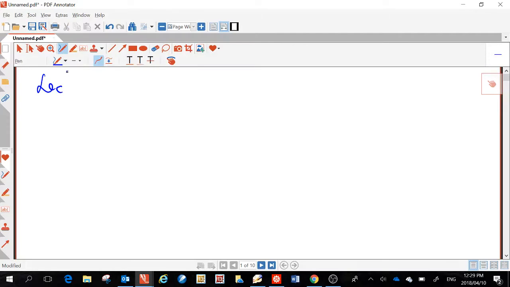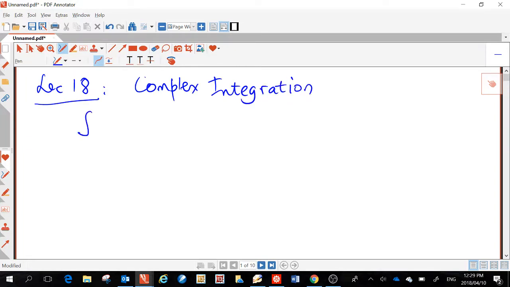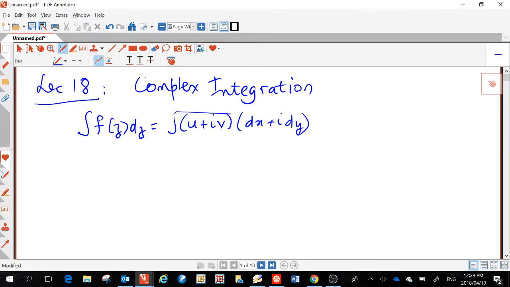All right, so we are actually on lecture number 18, and we're going to deal with the complex integration. In the last lecture, I dealt with integration that was path dependent. So recall that when we do the integral of a complex function, it's like finding the integral of f of z dz, which actually boils down to the integral of u plus i v, and dz is dx plus i dy along some path.